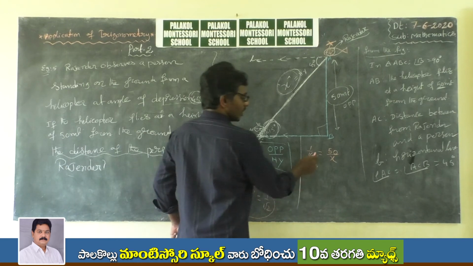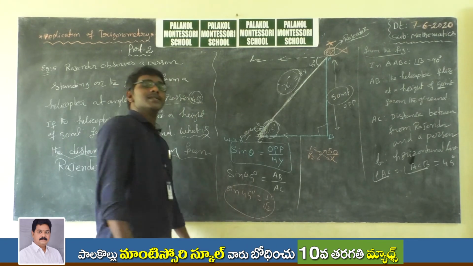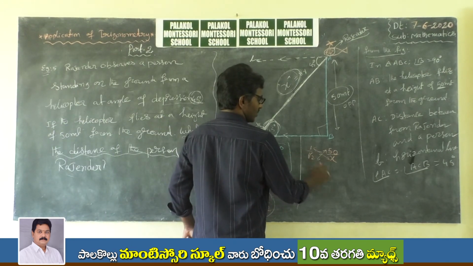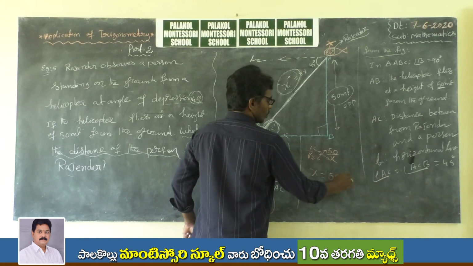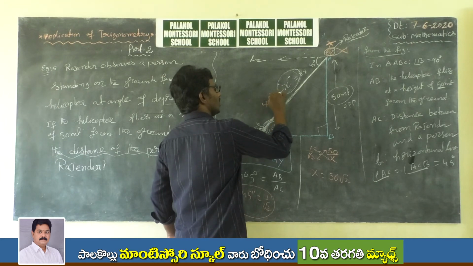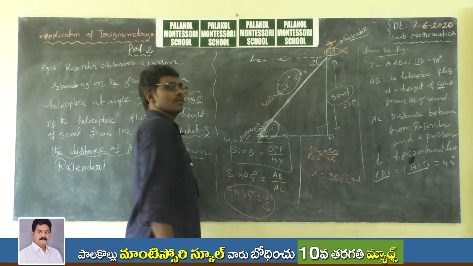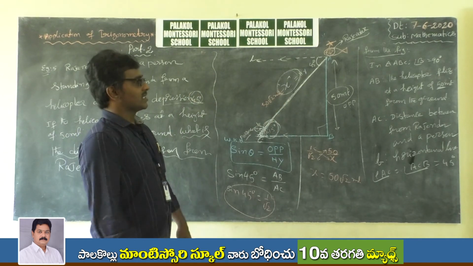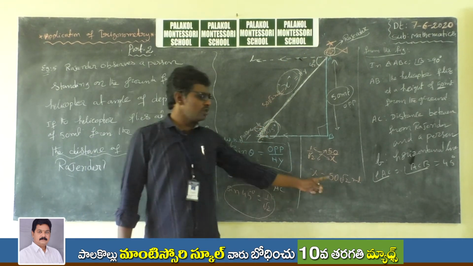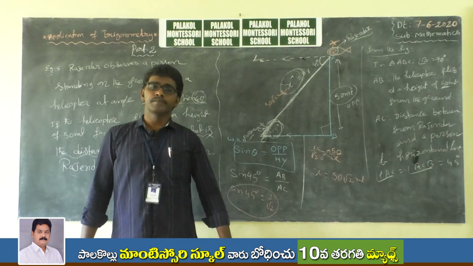Now simply apply cross multiplication. So 1 into x is equal to 50 root 2. Guys, this x value is equal to 50 root 2 meters. What is the meaning of x? So finally, the distance between Rajendra and the person is 50 root 2 meters. Okay, the sum is over.